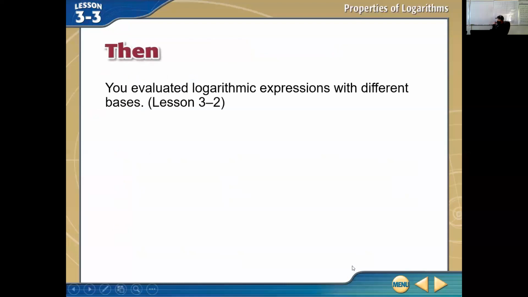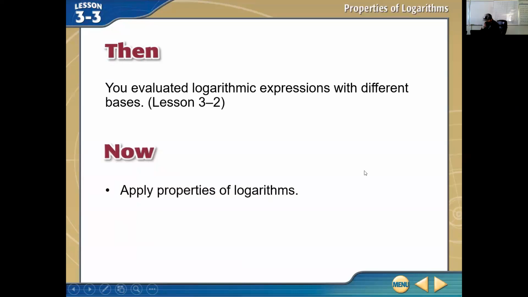Okay, so previously we evaluated logarithmic expressions with different bases. The key to remember is logarithms are all centered around chasing down exponents. We're trying to find the exponents and how they work. Today, we're going to apply some properties of logarithms. What these properties do is they rewrite equations. They make them simpler to handle, that way some of your properties can apply.